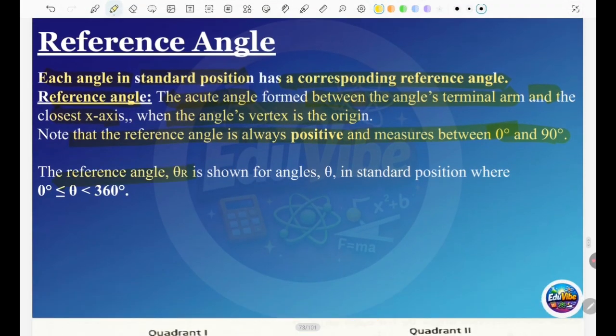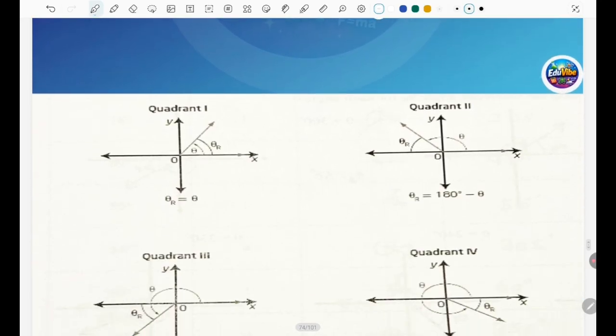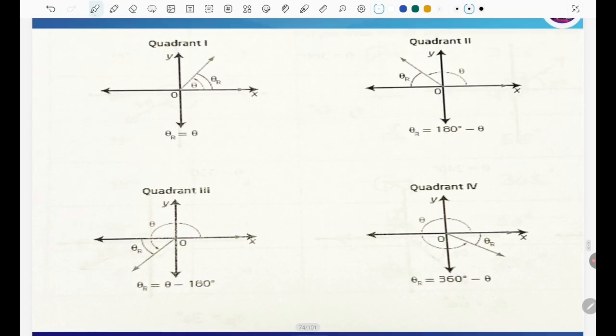And the reference angle theta r is shown for angle theta in degrees, where theta is between 0 and 360 degrees. So basically that is the range of the standard angles used to get the reference angles. The reference angle has the notation theta r, and for the standard angle you just write theta. You can see that in the table you have there.